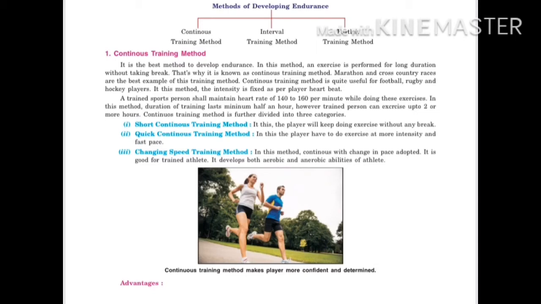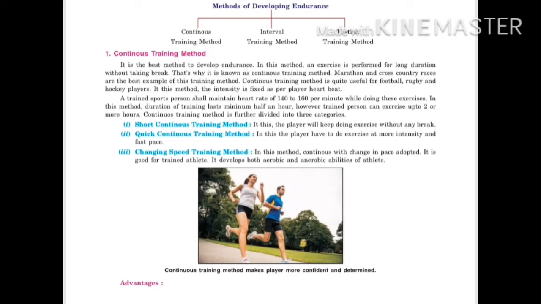So in number one, short continuous training method or slow pace continuous method, it is usually used by cross-country runners, and with this method they develop aerobic endurance. In this method, pace or speed is set, duration and distance are long. The duration of the activity is about 60 minutes to 120 minutes and distance covered may be 15 to 25 kilometers. So heartbeat in this remains about 130 to 160 beats per minute.